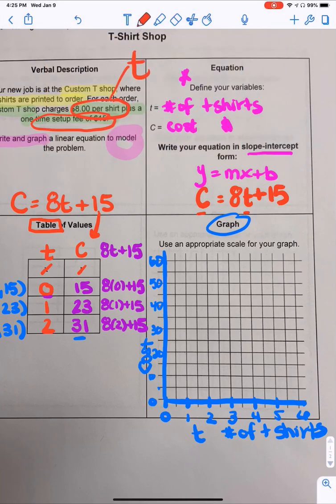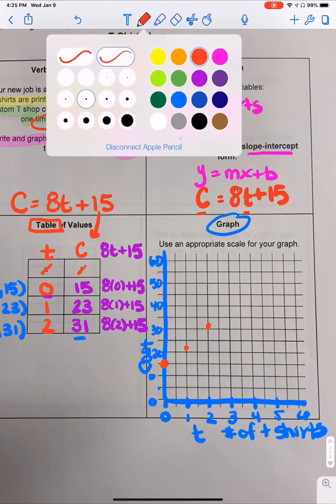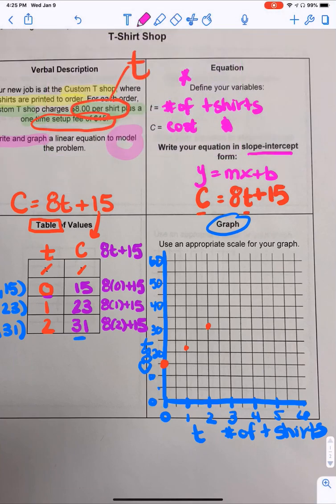Now we're going to go through and at least start to get our numbers on there. So (0, 15), (1, 23), and (2, 31). Now I can see that there are some other places where I could have more points, but the whole idea is that at this point, I probably have enough that I can make my line. So if I go through, I can get a pattern that kind of looks like this.